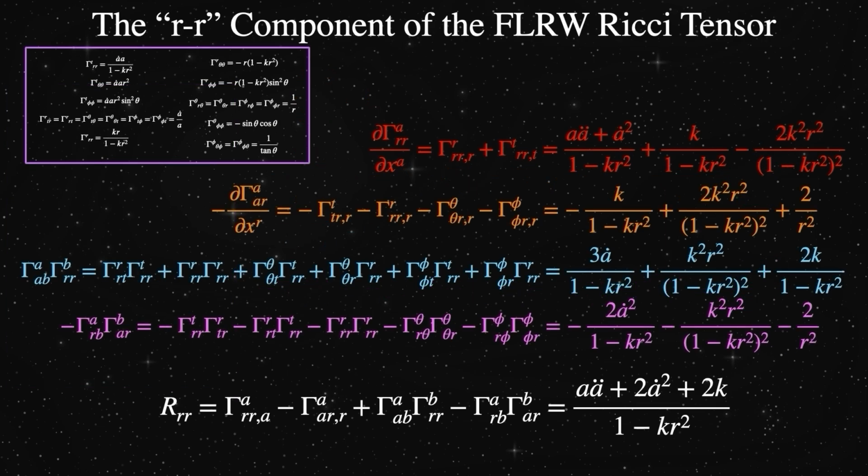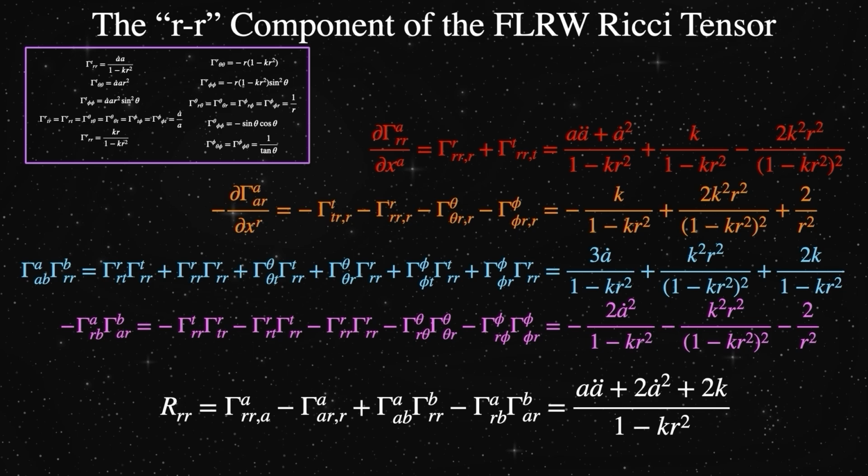The RR component of the Ricci tensor is a real mess. There are a large number of terms and only a few of which are 0. Again, the top 2 are the first 2 terms in the Ricci tensor summation, which each themselves are sums over partial derivatives. The bottom 2 are also sums of products of Christoffel symbols. The RR component has a lot of curvature constant k terms, a few scale factor terms, but no presence of theta or phi coordinates anywhere.